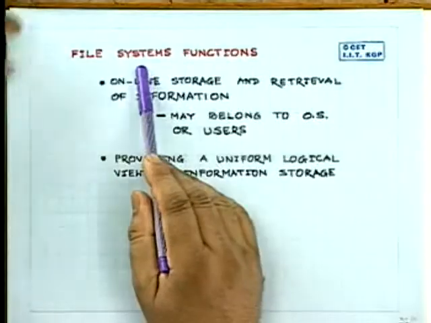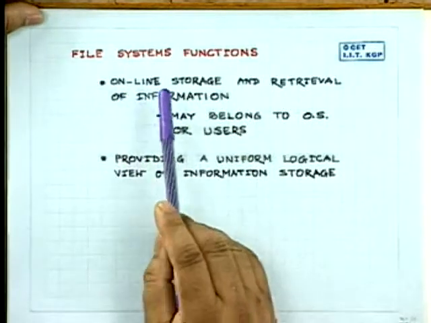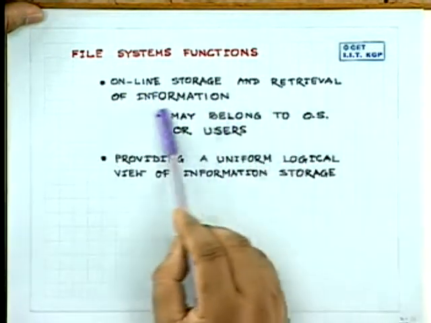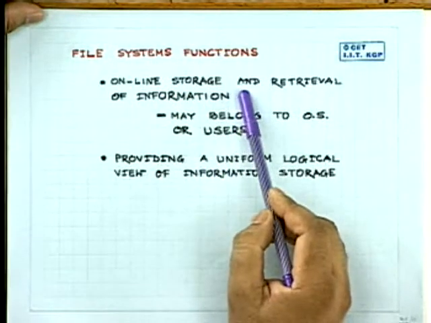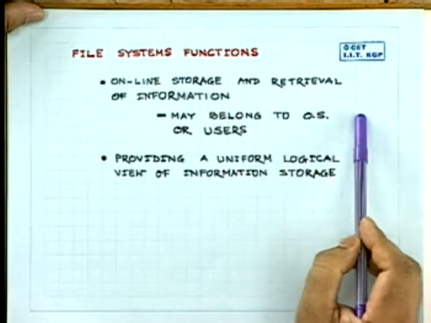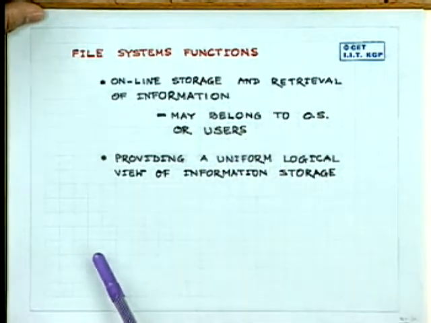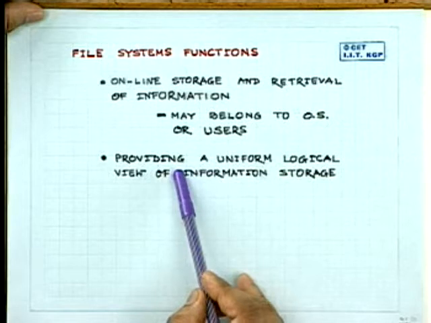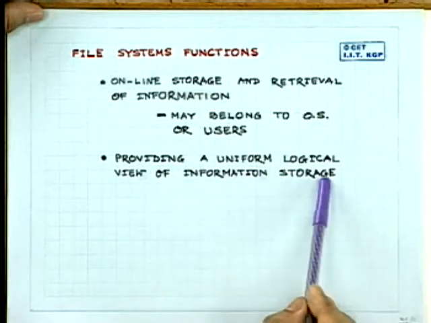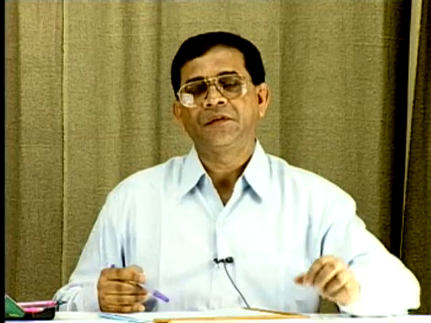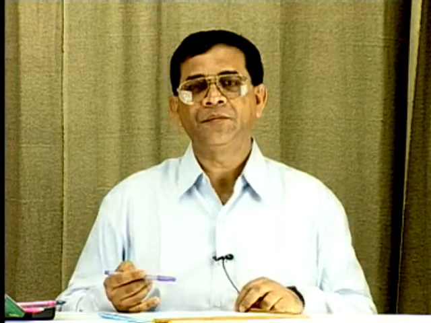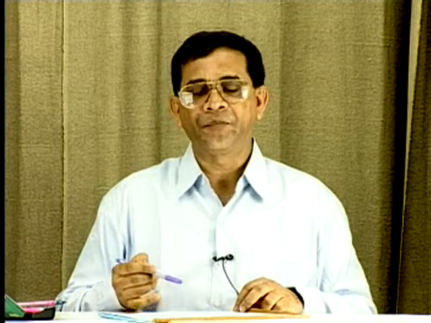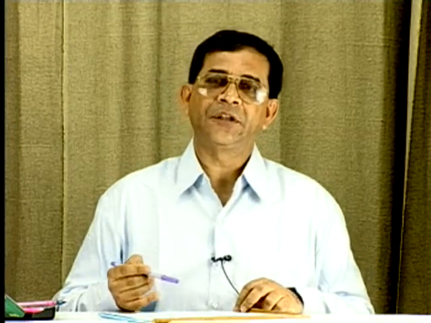Now, let us see what are the functions of the file system. The functions of the file system are that it does online storage and retrieval of information, and this information may belong to the operating system, other system programs, or users. The file system also provides a uniform logical view of information storage, irrespective of the exact device being used. It may be a magnetic hard disk, floppy disk, optical disk, or magnetic tape. Of course, in this lecture, we'll assume that we are dealing with magnetic disks.